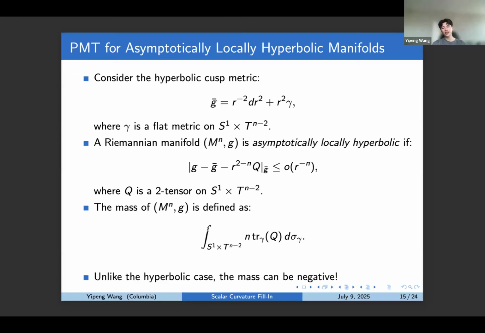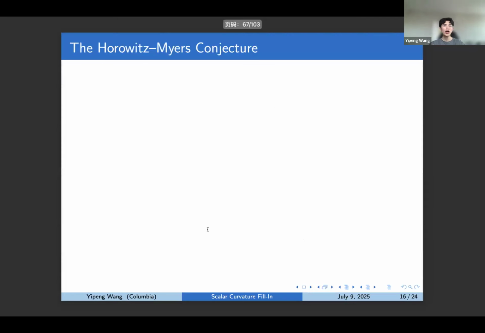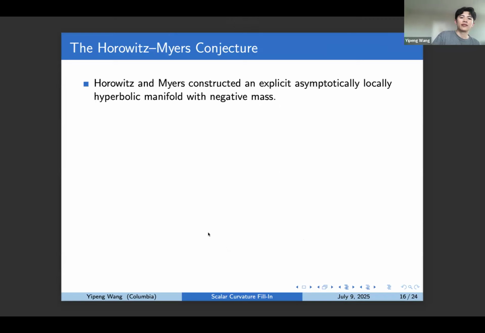So the main difference is that, unlike the hyperbolic case, this mass could actually be negative. So this is quite striking. You can actually construct a very explicit metric g that satisfies this condition, and then you can evaluate the mass explicitly such that this quantity is negative. So let me explain. Maybe I will try to skip a little bit on this slide. The construction of this counterexample to the positive mass theorem in this context is due to Horowitz and Myers in the early 90s maybe.